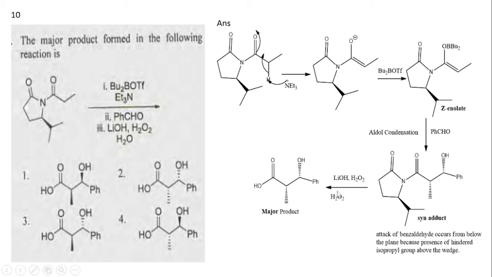So after this, hydrolysis of this one leads to the formation of, here the hydroxyl group will attack on this, and it leads to the formation of this carboxylic acid and OH. Here the rest of the structure will come and this oxazolidinone will be released. So our major product will be this one. So option 2 is the correct option.